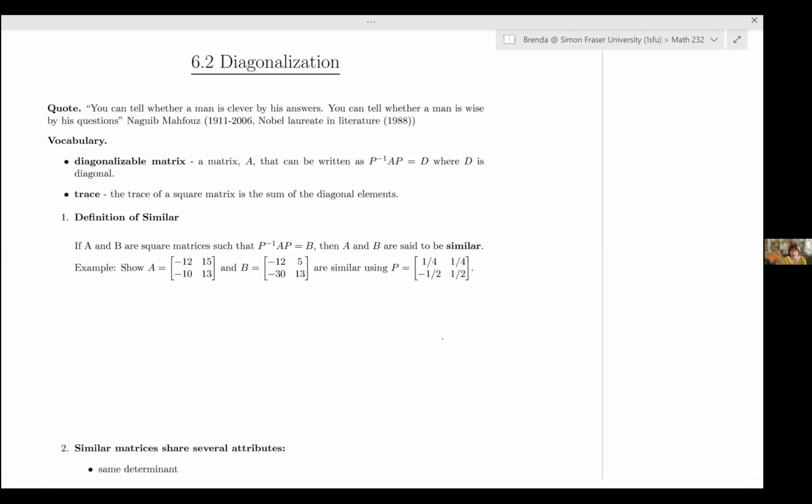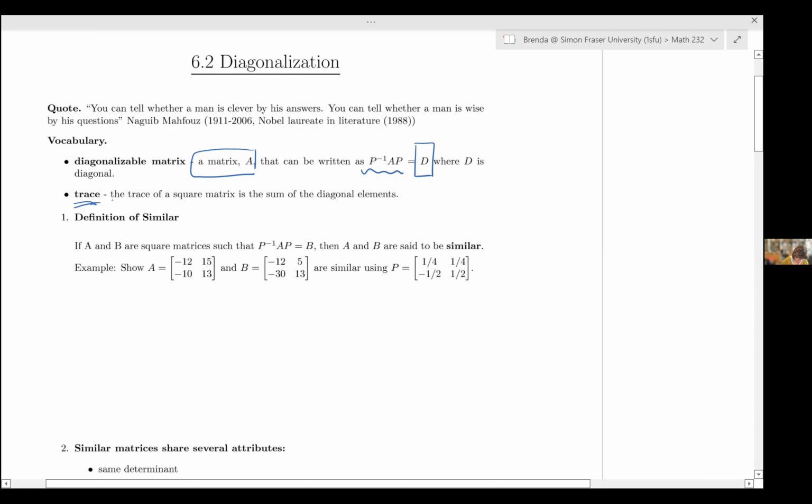So the idea here is that we're going to want to figure out if we can take a matrix and compute something from it. We're going to be given a matrix A, and what we want to know is, can we find a matrix P such that P to the minus 1 A P will equal D, where D will be diagonal? That is our goal here. We just define the word trace as being the sum of the diagonal elements.